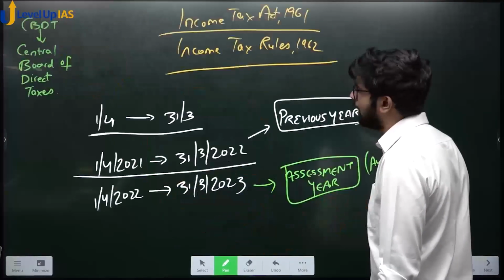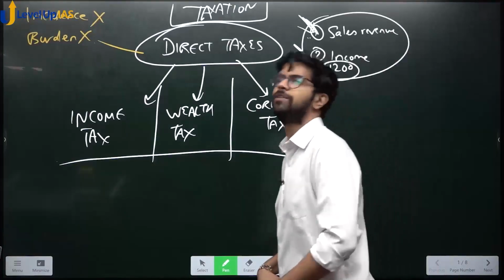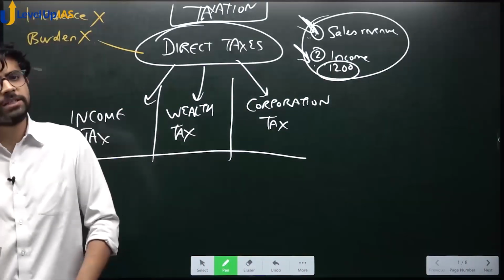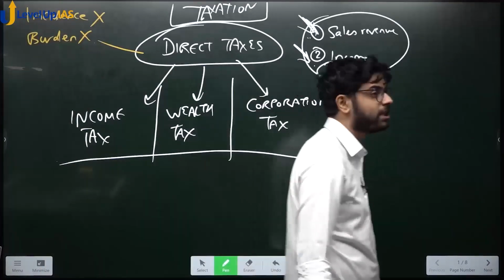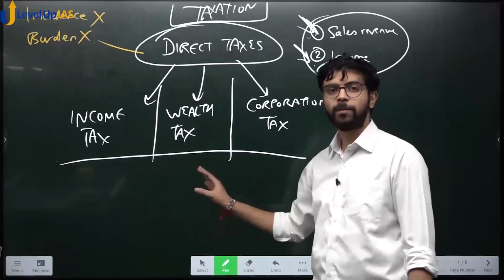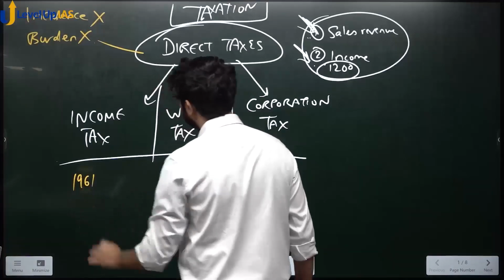This was all about income tax which we needed to know. The introduction to income tax is done. In the next lecture, we are going to look at a lot of things about income tax, some really complicated things. So income tax is done. Sir, what about wealth tax? This is the Income Tax Act 1961. What about wealth tax?